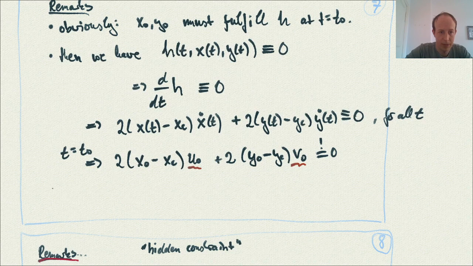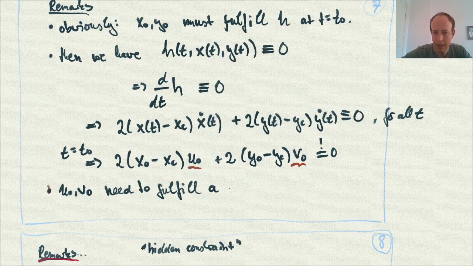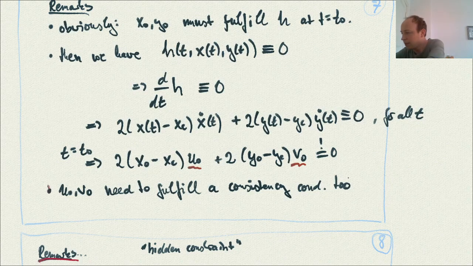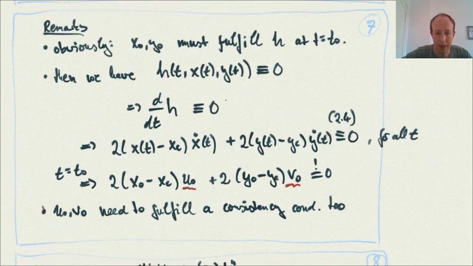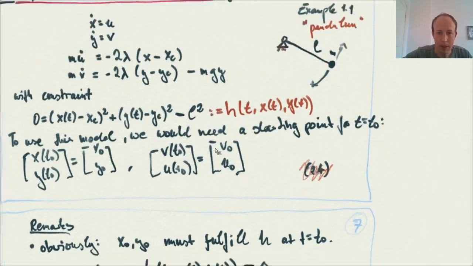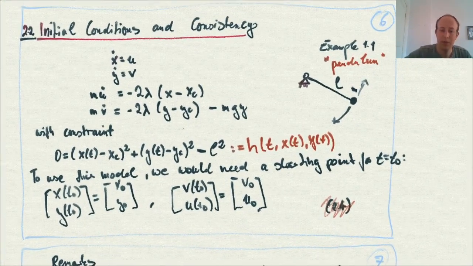So what we conclude from here is that u0, v0 need to fulfill a consistency condition too. If you want to look it up in the script, this is equation 2.4. Well, this is about initial conditions and consistency.